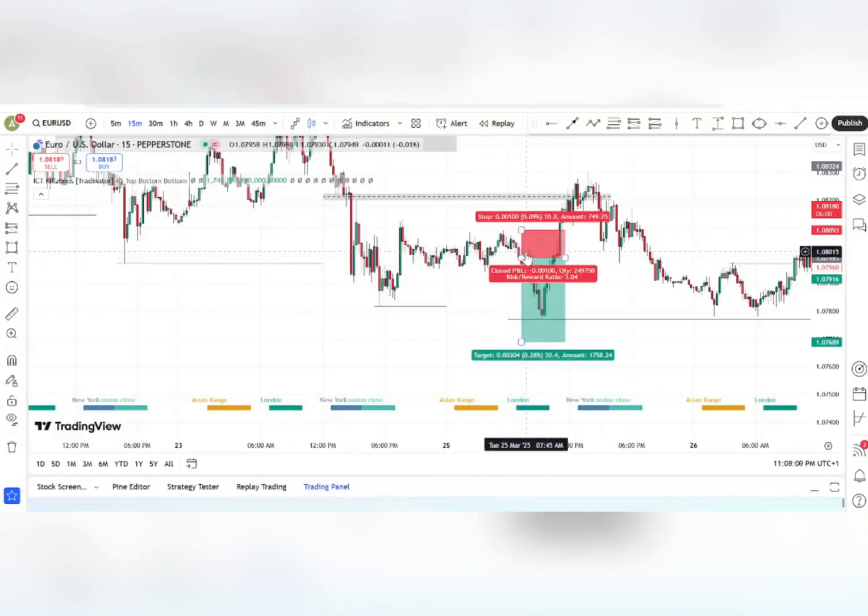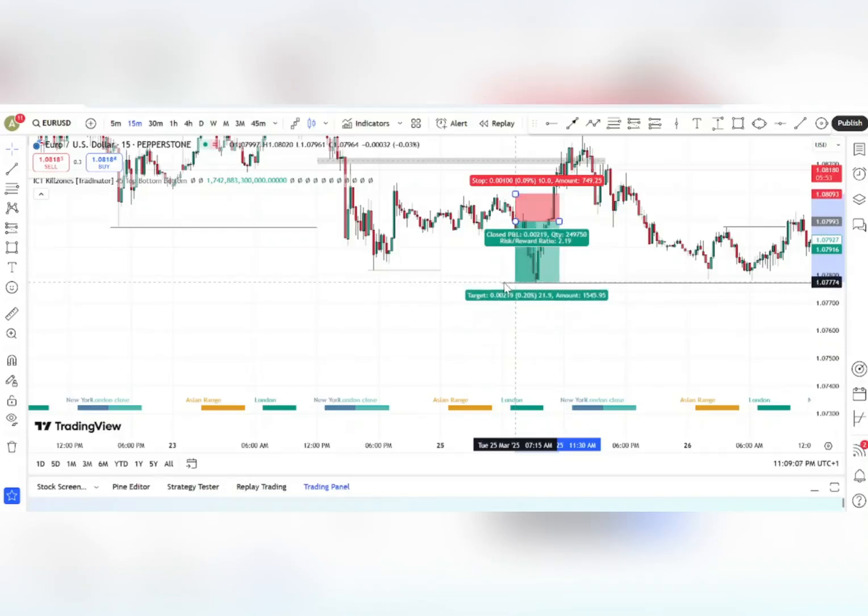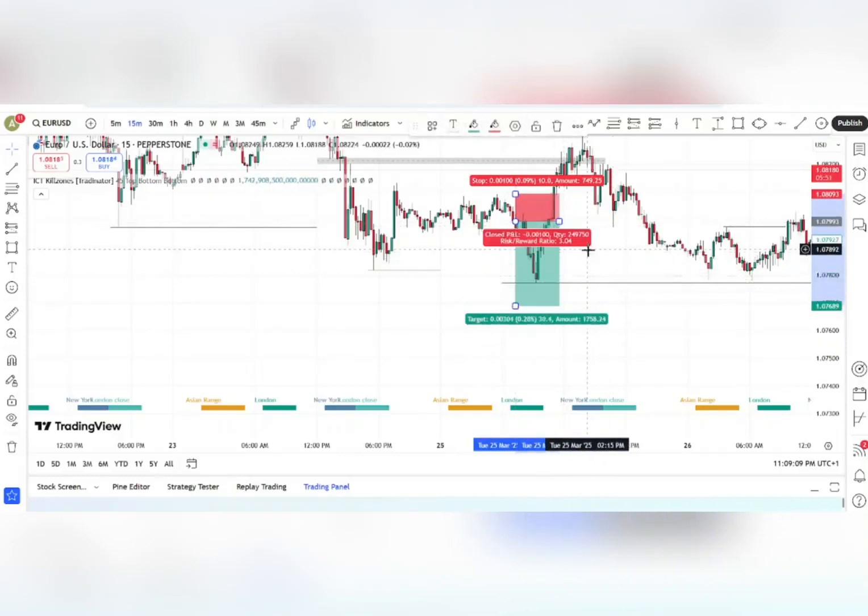This one was broken. Wait for retest, SL, and then TP 1:3. You can see it. So this one now gave us 1:2, right? So this one was break even. See, there was no risk on this.